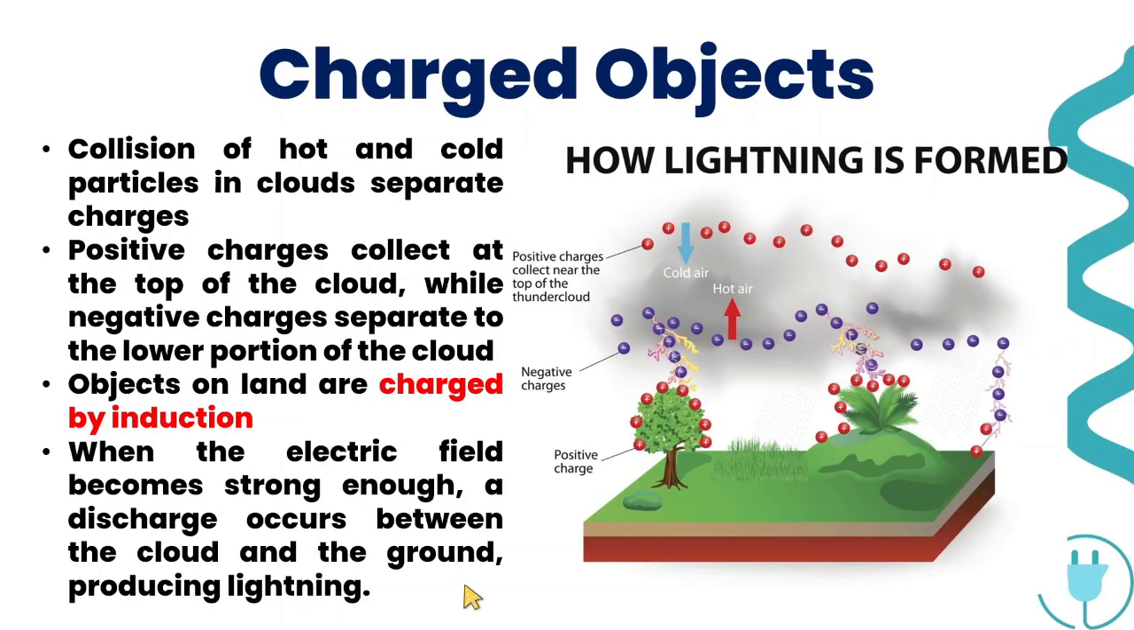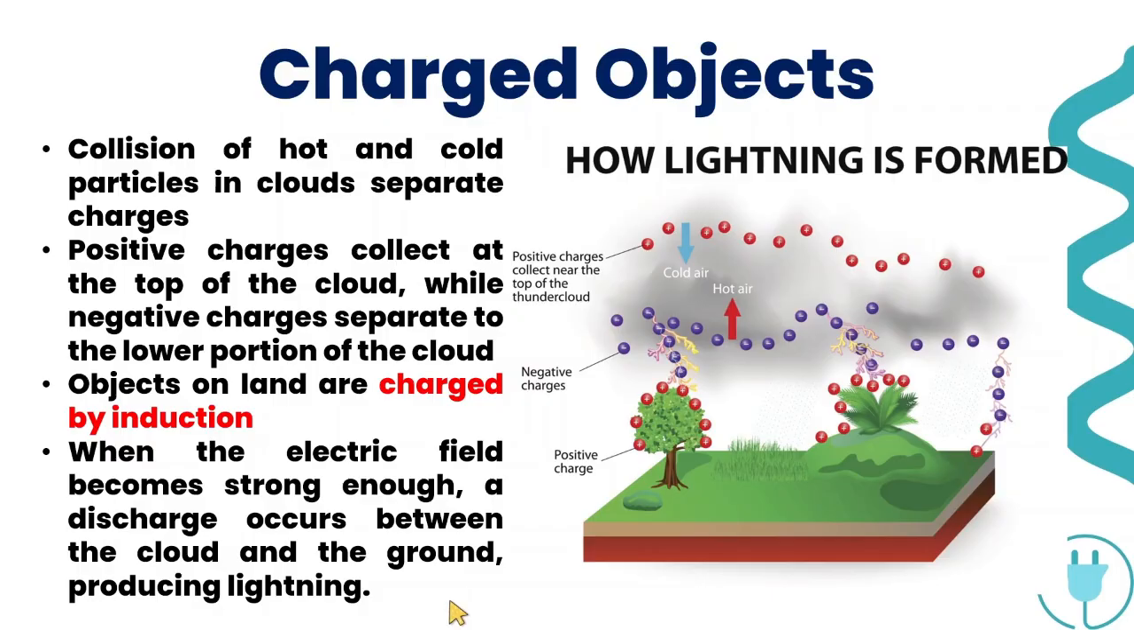Lightning is a large scale of electrostatics. Inside storm clouds, collisions separate positive and negative charges. When the electric field becomes strong enough, a sudden discharge occurs between the cloud and the ground, producing lightning. But you know that not all materials respond to charge in the same way.